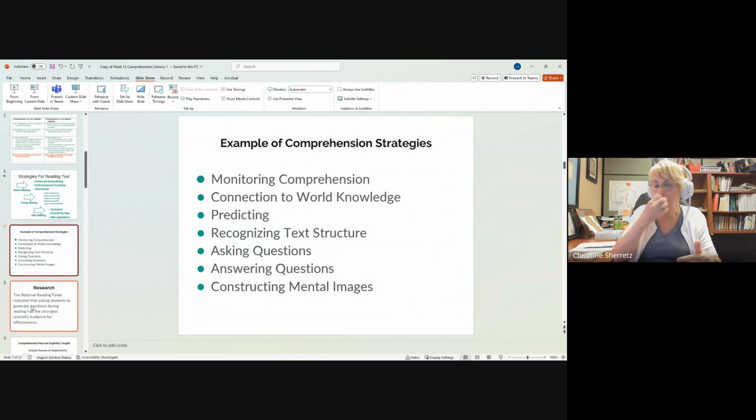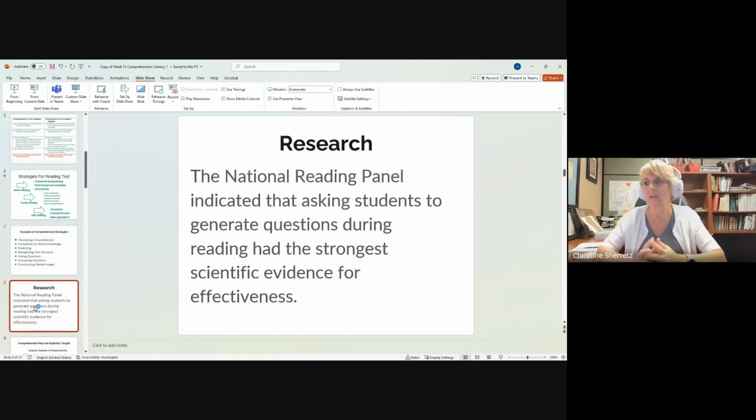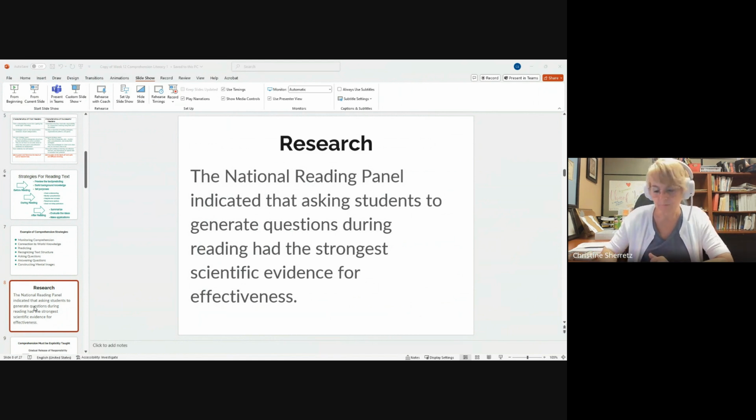The National Reading Panel indicated that asking students to generate questions had one of the strongest scientific evidence for effectiveness. And this is a good strategy, especially if you're doing nonfiction. Have the students change the title of a section into a question and then have them write the answer to that question. So asking questions really leads to better comprehension.